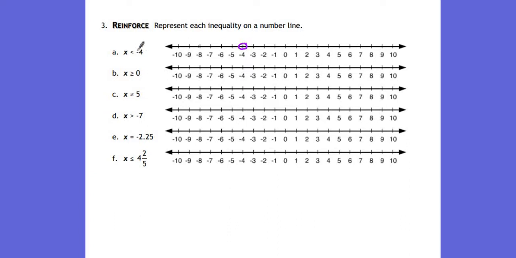Okay, I need values that are less than -4. So is that going to be to the right or to the left? Less than is going to be smaller than -4, and I like to bold my arrow so that I know it keeps going on and on.